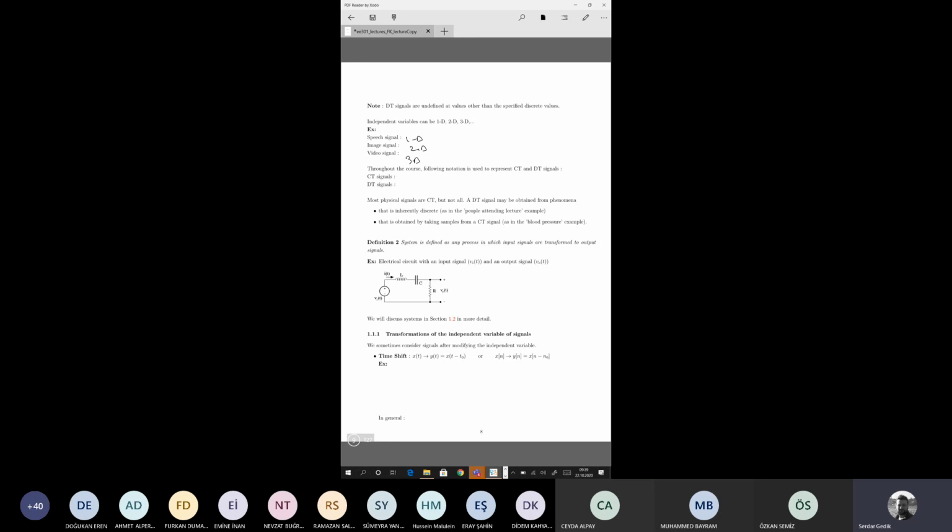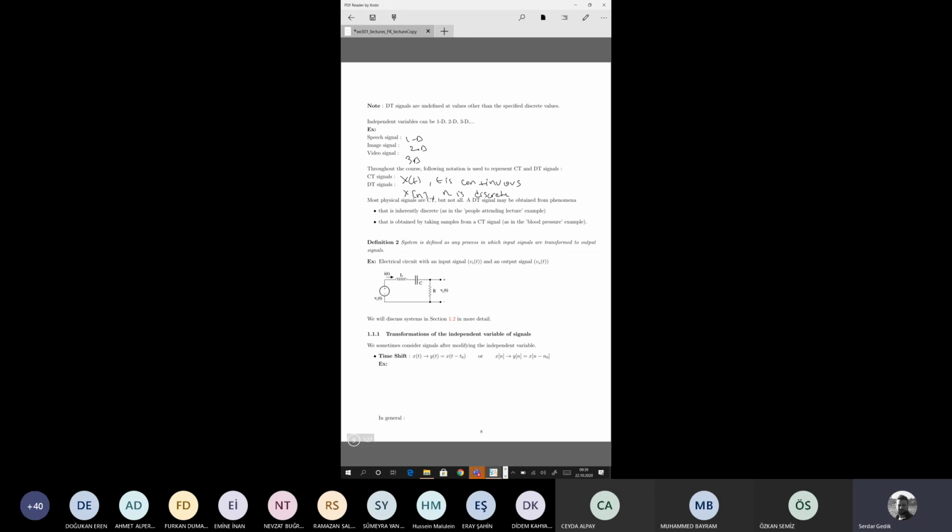In this course, continuous time signals are represented by x of t, where t is a continuous variable. On the other hand, discrete time signals will be represented by x of n, and in that case, n is discrete.